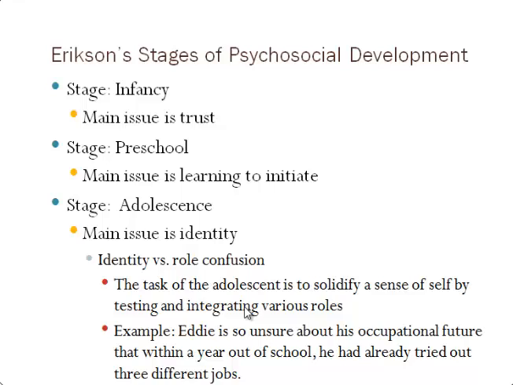What am I going to be doing? Again, that could be in terms of career, or in terms of how you react with your family, how you react with your friends, etc. An example: Eddie's so unsure about his occupational future that within a year out of school he's already tried 3 different jobs. Nothing inherently wrong with that, but it's part of the process by which people can find their way in life. Teenagers may change their mind 100 times about what they want to do with their lives.